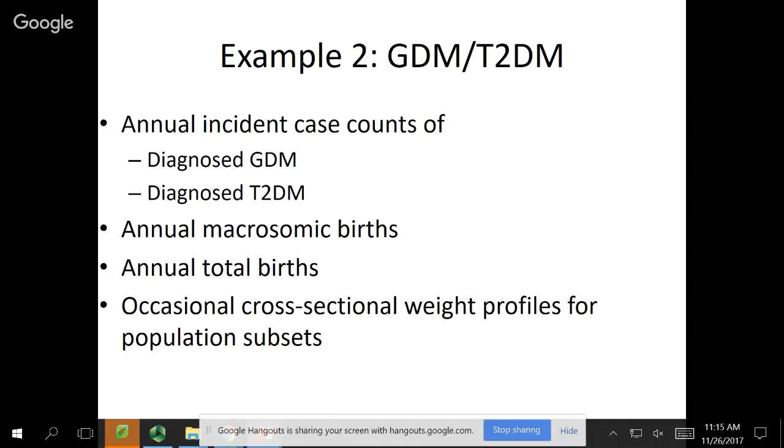Or for example, gestational and type 2 diabetes, such as we're working with in the Australian Capital Territory, and we've done long work here in Saskatchewan, we might have annual incident case counts for diagnosed gestational diabetes and type 2 diabetes. We might even have information related to pre-diabetic diagnoses. We might also have annual births of large infants, of macrosomic infants, total births, and cross-sectional weight profiles for the population that characterize the population's weight over time for subsamples of the population on an occasional basis.